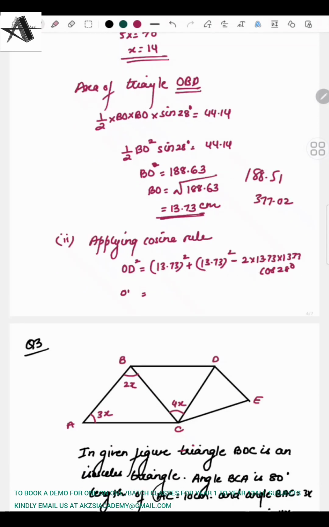This is equals to 44.125, and then we need to, or up to 2 decimal place, I can write it as OD squared is equals to 44.13, and now taking the root of it, we'll get finally answer as 6.64 centimeters. Now moving on to the next question.